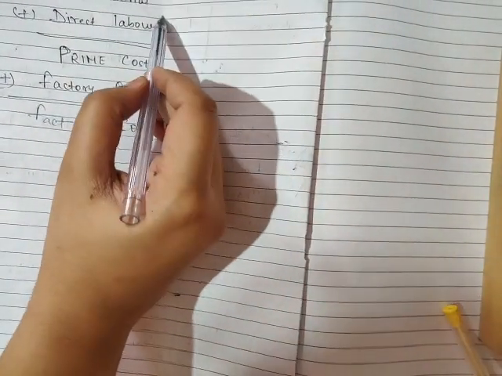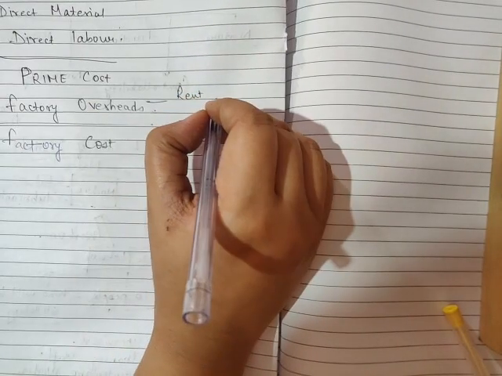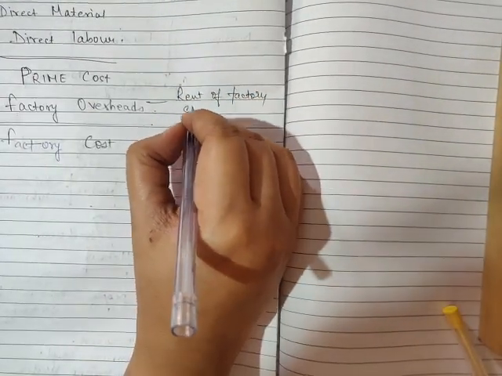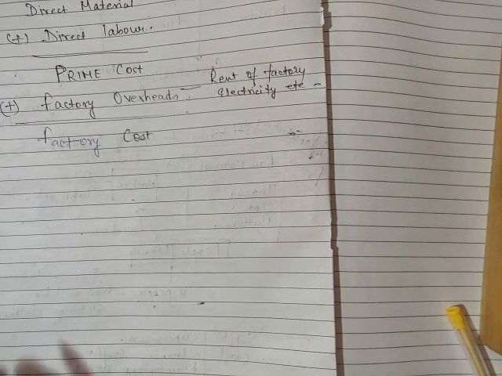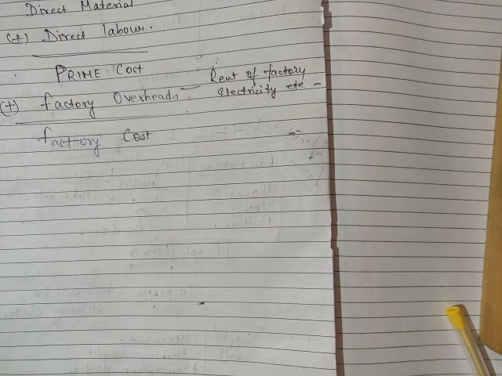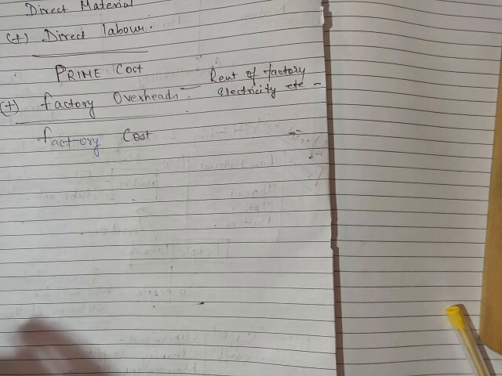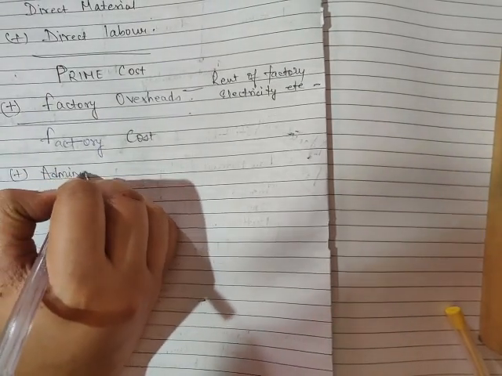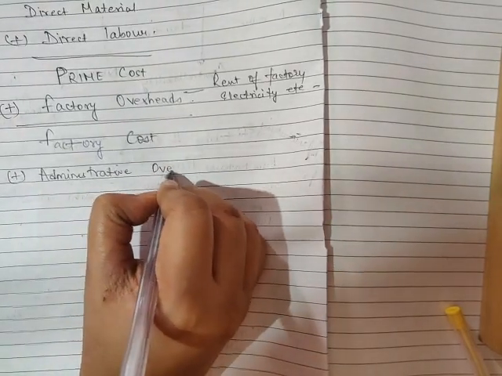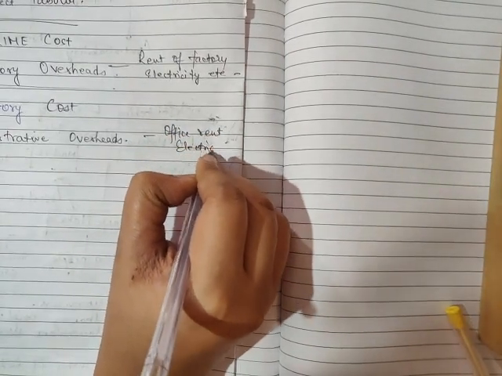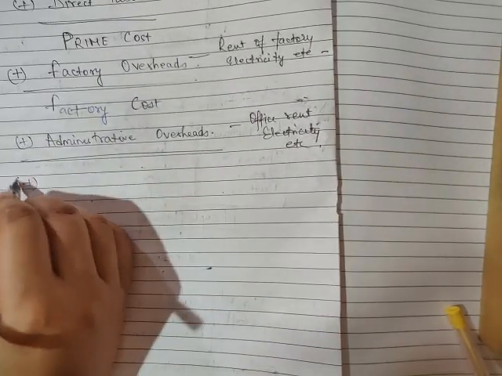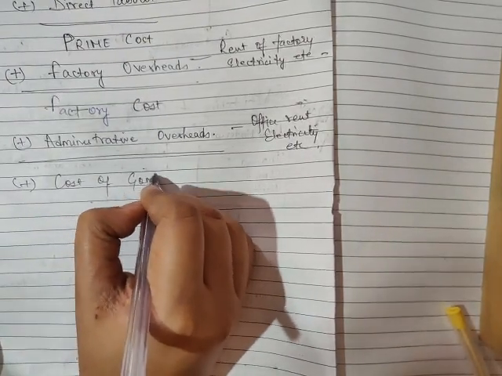So the factory cost is a function which comprises of the direct material and the direct labor costs plus all the factory overheads such as the rent of factory, electricity, insurance, etc. Now, other than production, you have got to manage your business, for which you need accounts department, HR department, etc. So these will be your administrative overheads, such as the office rent, electricity, etc. So with this, we'll get the total cost of goods sold.